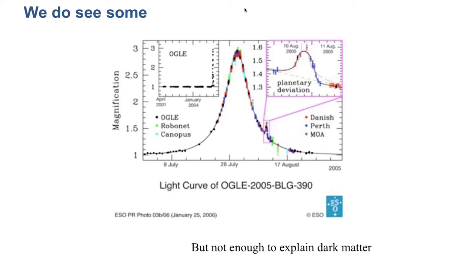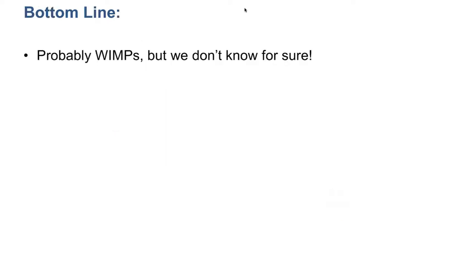So we're many, many orders of magnitude below the level that we would need to see to explain dark matter. So it doesn't seem to be the MaCHOs. The MaCHOs make a lot of noise, but there aren't enough of them out there to explain the dark matter that we see in the galaxy. So we're left with, it's probably WIMPs.